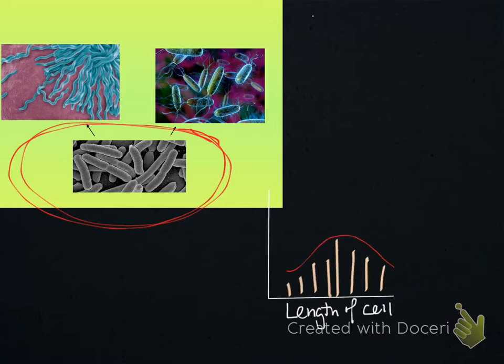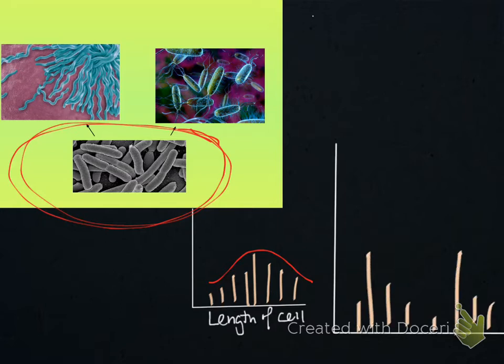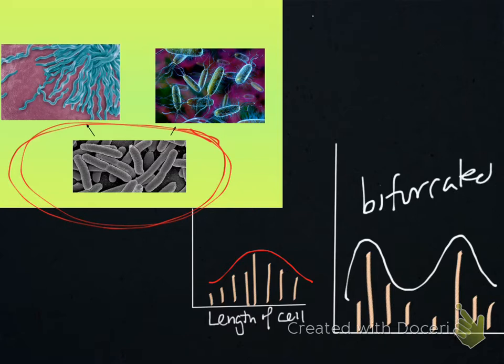to having a distribution that looks more like that. What's that one called? That's the weird one. Bifurcated. So that's a bifurcated distribution.